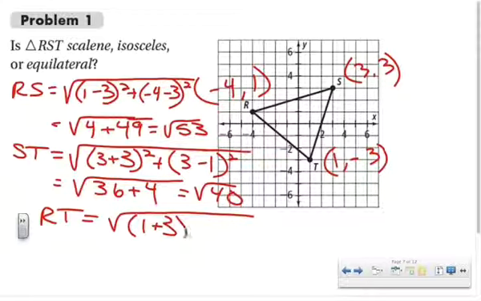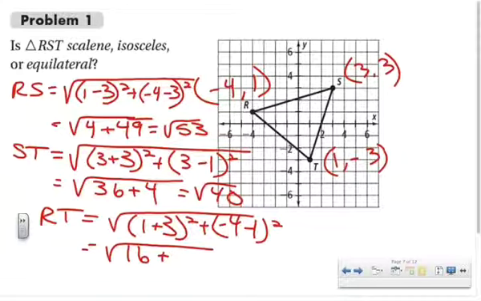1 plus 3 squared plus -4 minus 1 squared. Taylor, you still with me? 4 squared gives me 16 plus -5 squared gives me 25. So that's the square root of 41. Like I said, it's not that it's difficult, it's that it's tedious. All of this for one little word. So what's the word? It's a scalene triangle.